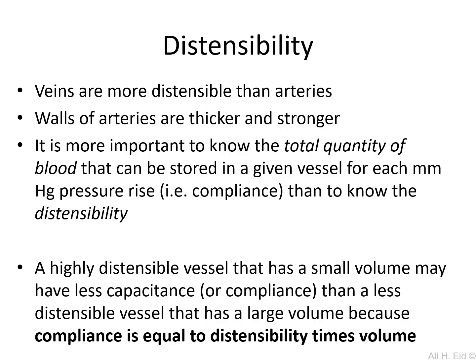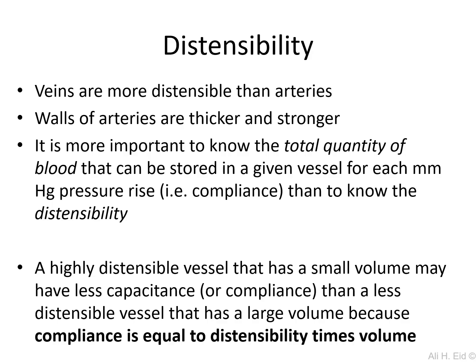But if I tell you that vessel number 1, for every 1 millimeter Hg pressure increase, can accommodate, for example, 50 milliliters more. Vessel number 2, for the same 1 millimeter Hg, you can put 20. That tells you that vessel 1 is, in this case, more compliant. You're going to be able to put more blood in vessel 1 at the expense of raising the blood pressure by only one value, 1 millimeter Hg.